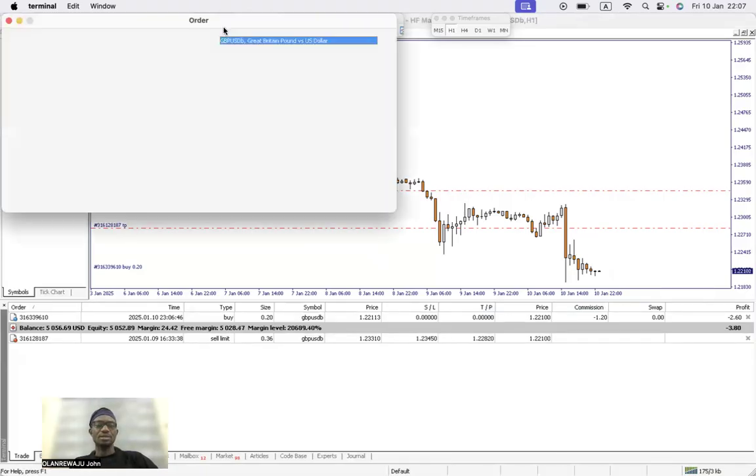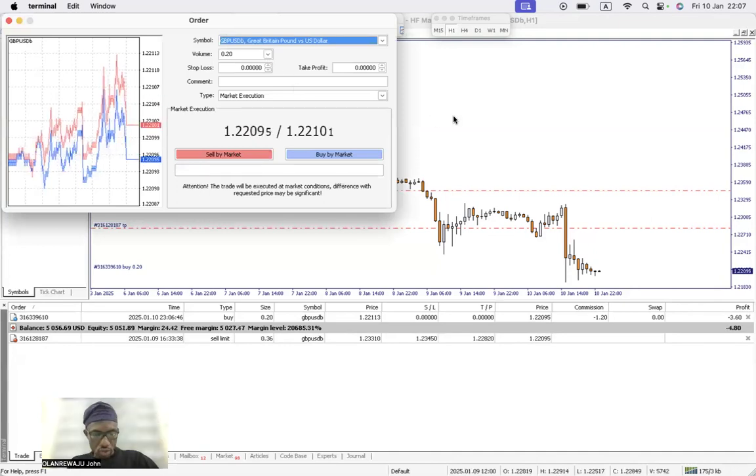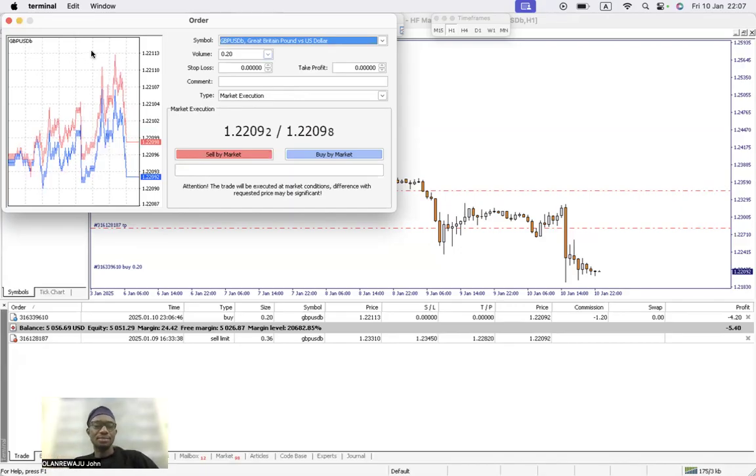What that simply means is that I want to enter the market at the current price. I've seen that the market wants to go up or down from where it is, and I want to enter immediately.